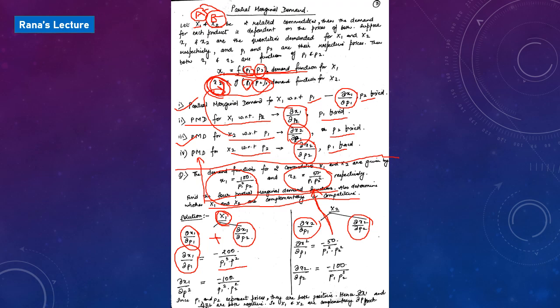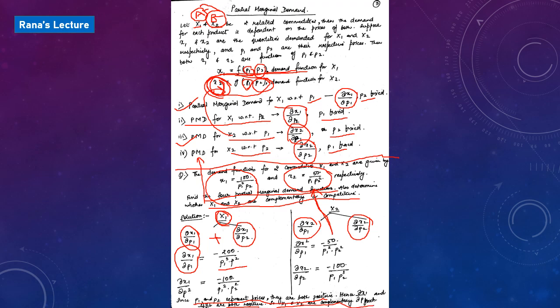We got the first portion of the answer, first portion of the question, we completed the solution. The second portion is you have to find out whether X1 and X2 are complementary or competitive. Let us find out. See, since P1 and P2 represent prices, they are both positive. Hence delta X1 by delta P2 and delta X2 by delta P1 are both negative. Hence X1 and X2 are complementary goods. It means both are complementary goods.